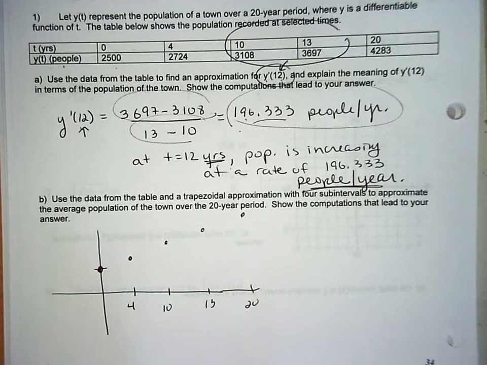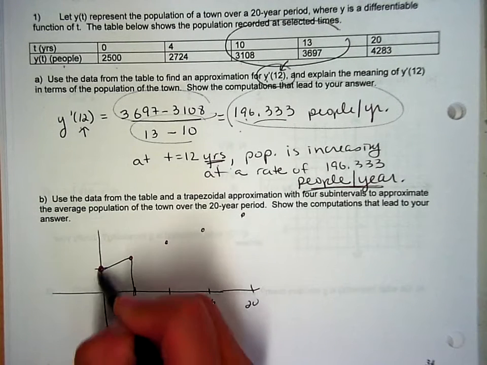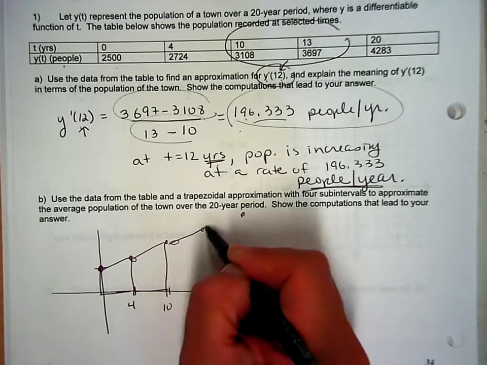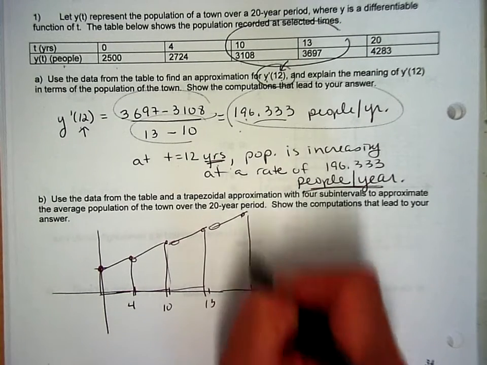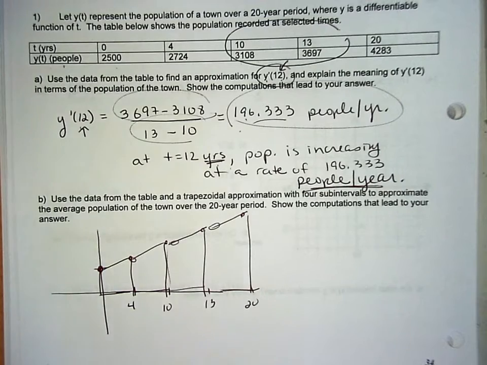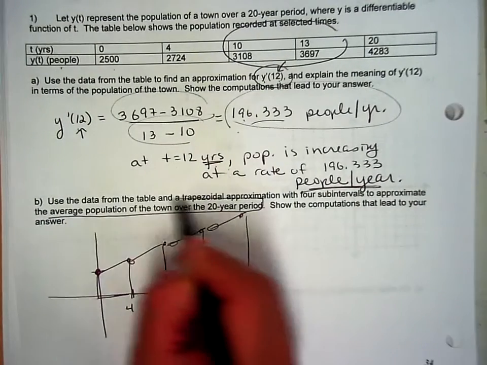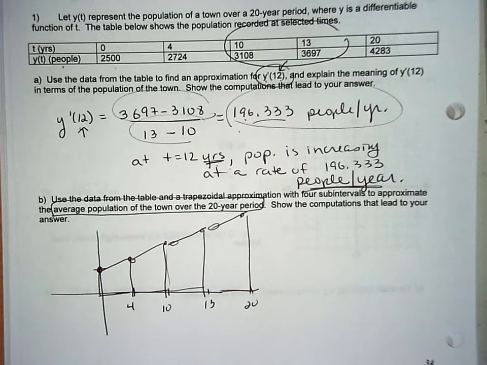So rough plot of these points. So what we're going to be doing is, instead of using left and right hand rectangles, we're going to come up with basically area using trapezoids. So this would be my first trapezoid. This would be my second trapezoid. This would be my third trapezoid. This is going to be my fourth trapezoid. So basically what it's asking you to do is I want the average population of the town over this 20-year period.